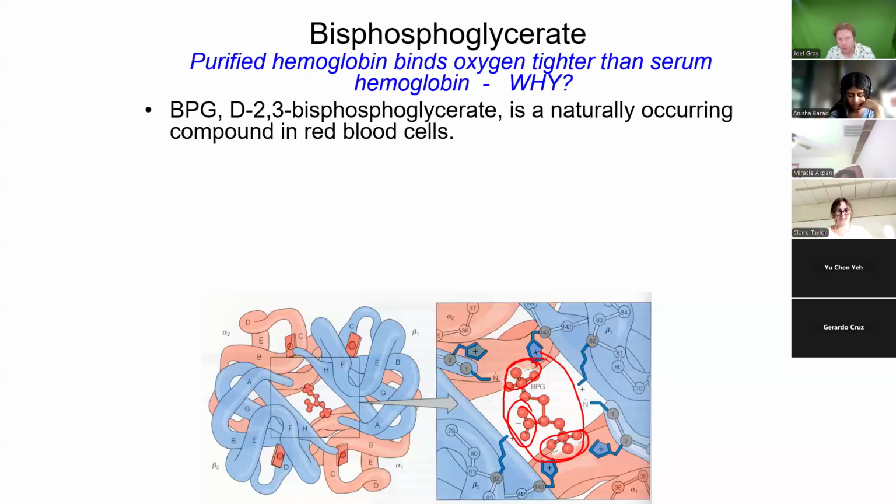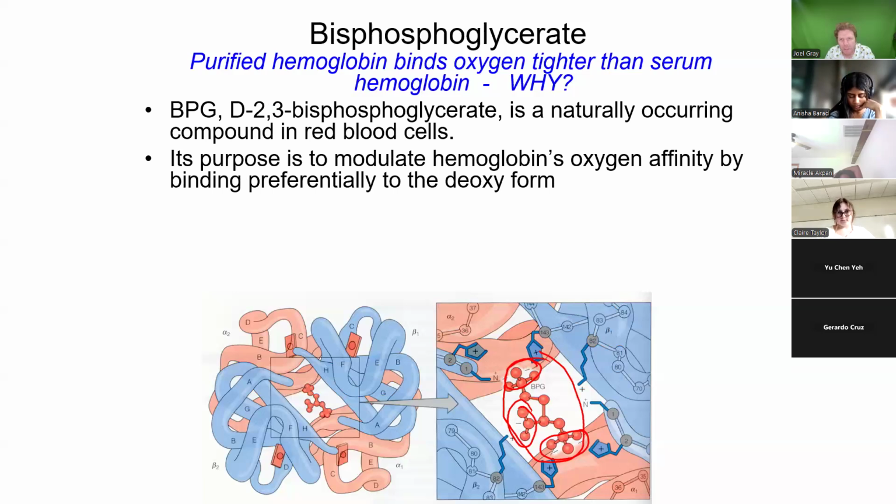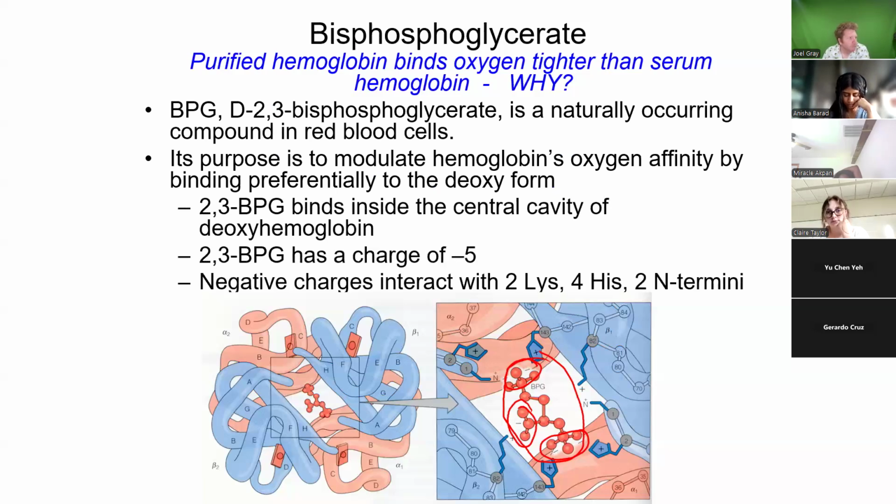BPG is a naturally occurring compound in red blood cells. Its purpose is to modulate hemoglobin's oxygen affinity by preferring the deoxy form. BPG binds inside the central cavity of deoxyhemoglobin. It has an overall charge of -5. And those negative charges love to interact with a couple of positively charged residues: 2 lysines, 4 histidines, and 2 N-termini. So those negative charges on this bisphosphoglycerate are just kind of in hog heaven.